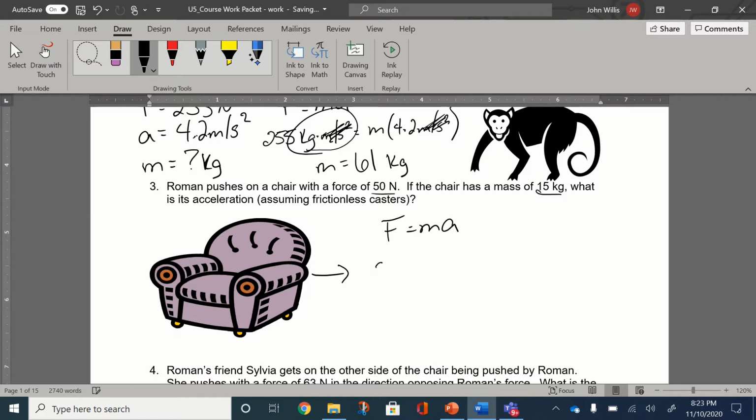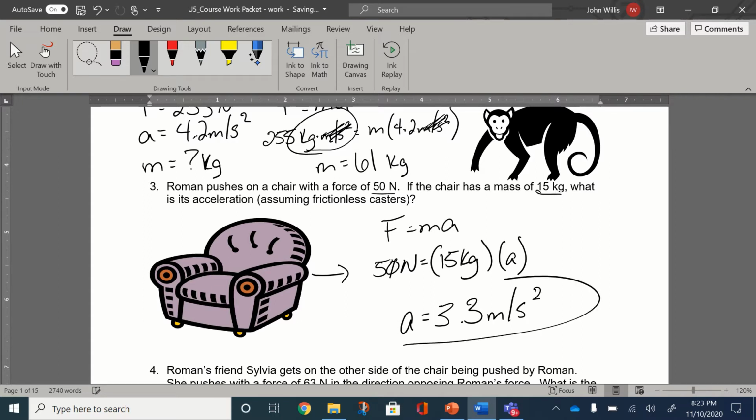F equals ma. In this case, it's 50 newtons is equal to 15 kilograms multiplied by your acceleration, not added or subtracted. So we divide both sides by 15, and that acceleration is going to work out to be, I think it was, yeah, 3.3 meters per second squared. So that was the acceleration if only Roman was pushing on the chair in number 3.